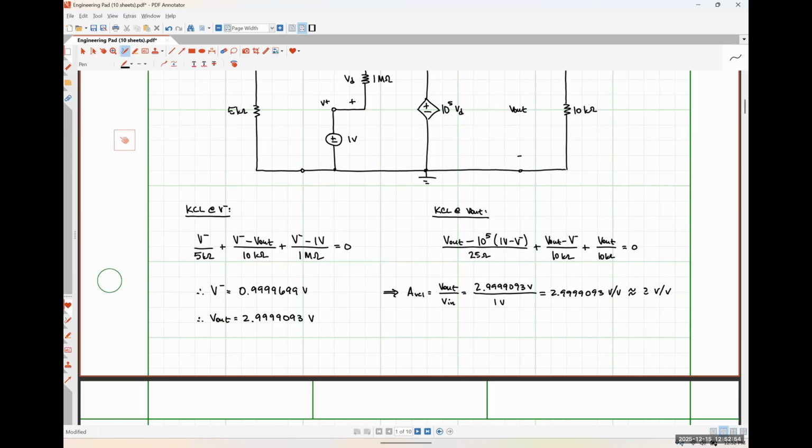And my differential voltage, VD, which is going to be V plus minus V minus. Well, V plus is 1 volt. V minus is 0.9999699 volts. So the result of this is 0.00000301 volts, or approximately 30 microvolts.